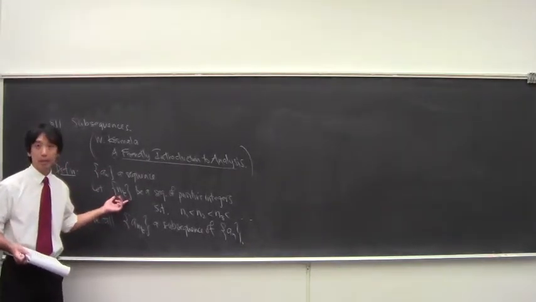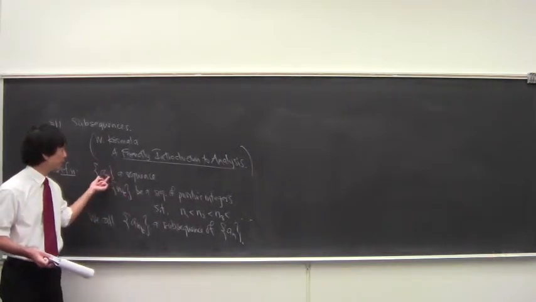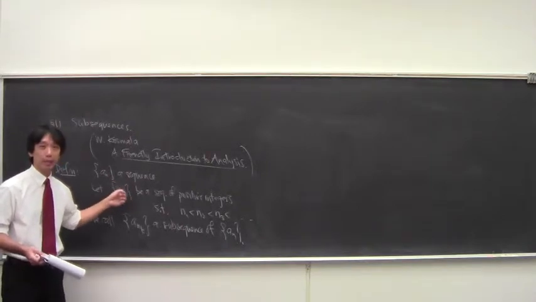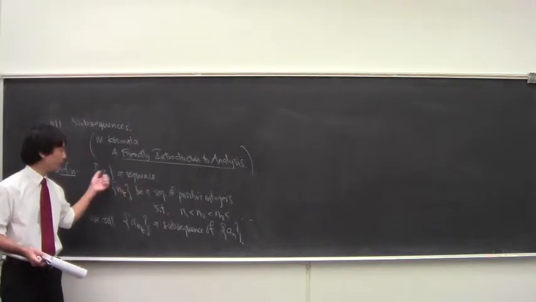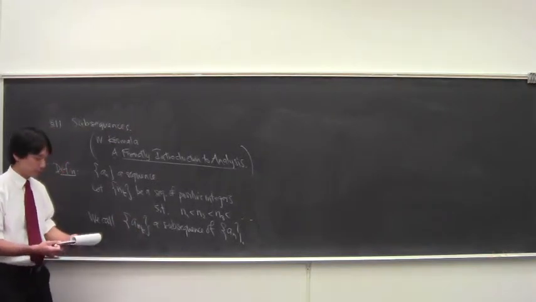Okay. So this n sub k is just a selection of indices. You have one sequence, and then you're selecting various indices from the original sequence, and you call those corresponding guys a subsequence.